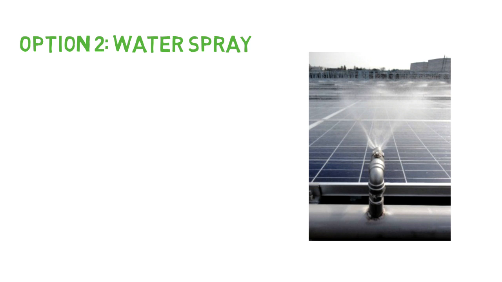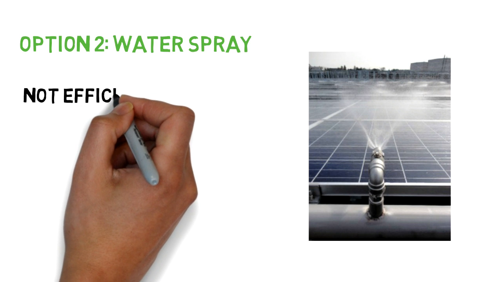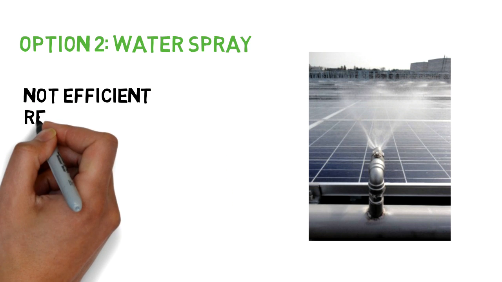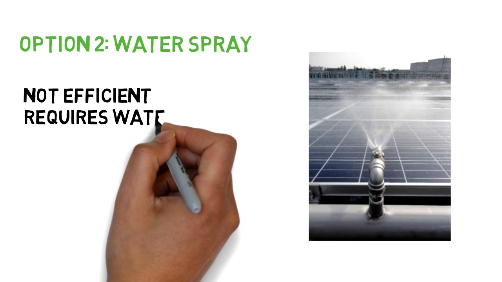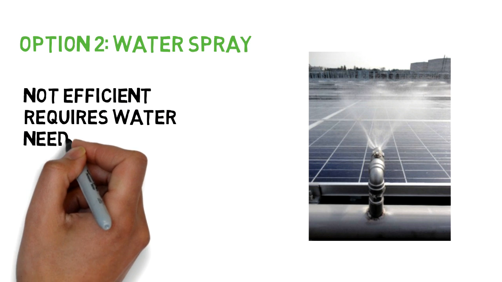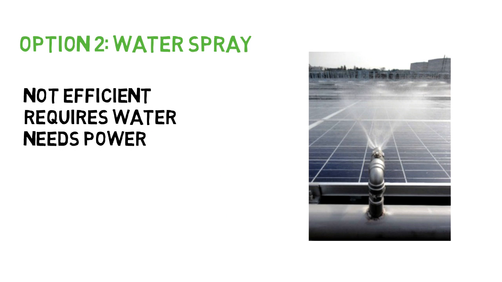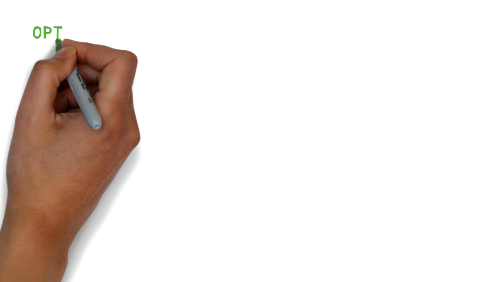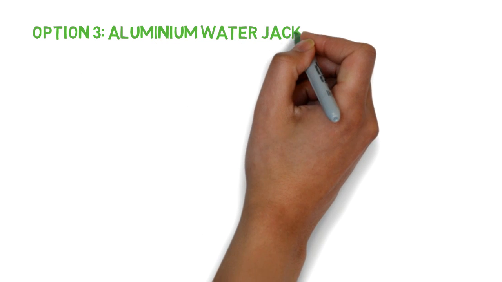However, this may be an easy solution but not the most efficient, as the spray can drop unevenly on the panel. Furthermore, you can lose a lot of water, and this system also uses power. Although it has to be mentioned that the power it requires is much less than what it is able to recoup. The third solution is a water jacket made out of aluminium.